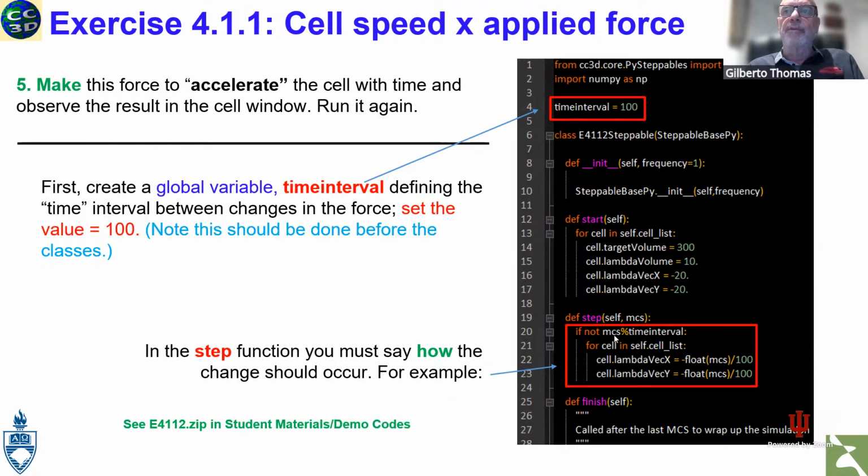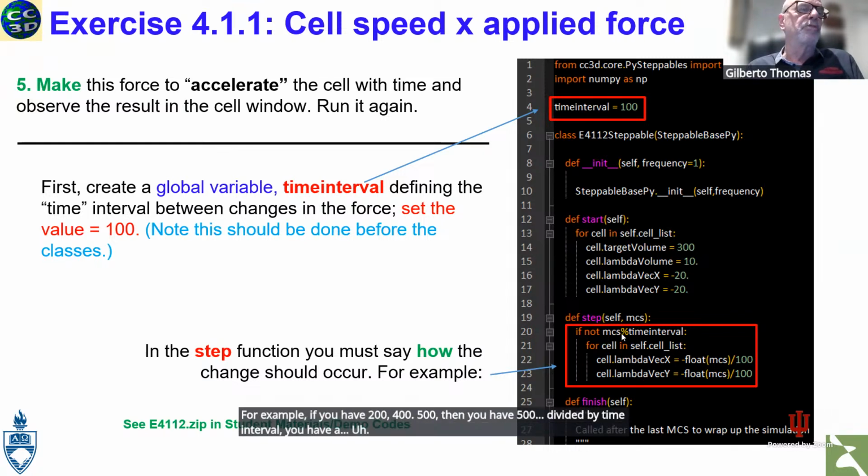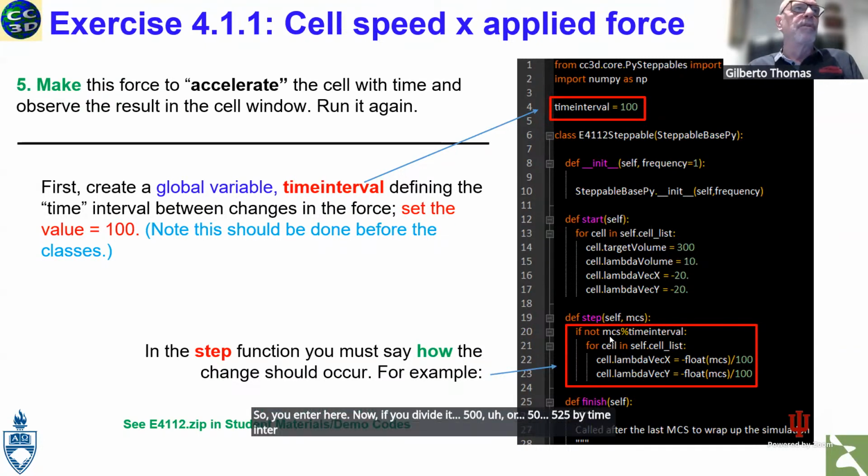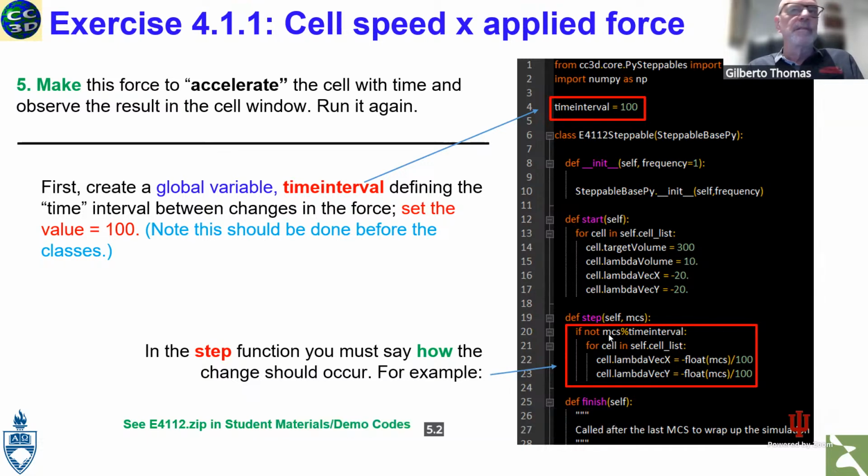For example, if you have 200, 400, 500, then you have 500 divided by time interval, you have 5. There is no decimal part in this number. So you enter here. Now, if you divide 525 by time interval, you're going to have 5.25. Then you have a decimal part, and this block is not performed.